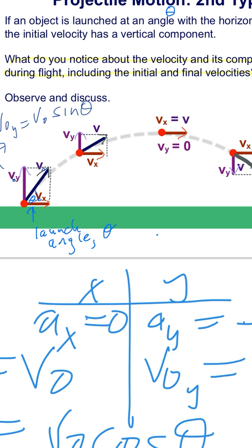Okay, so at the top, it's not at rest. It's moving with an X component. It's not at rest, or else it would fall straight down. But VFY is 0 at the top of the trajectory. Then you can see that the VY flips to negative, whereas VX remains the same throughout the whole trip.